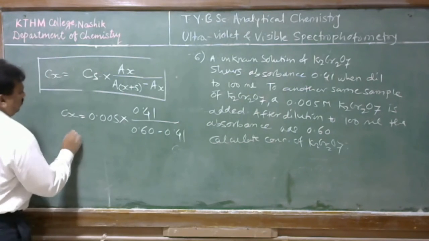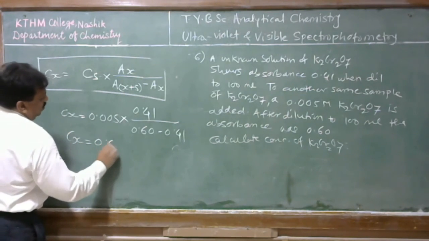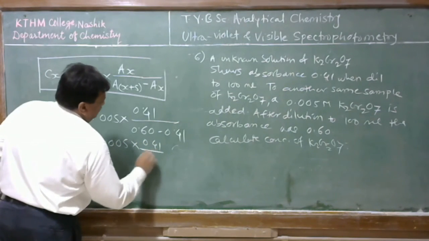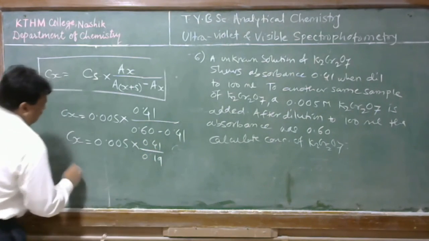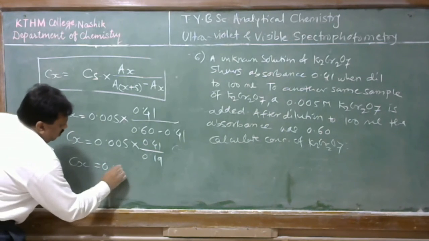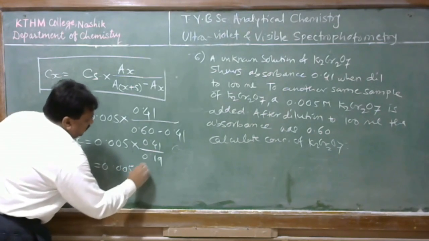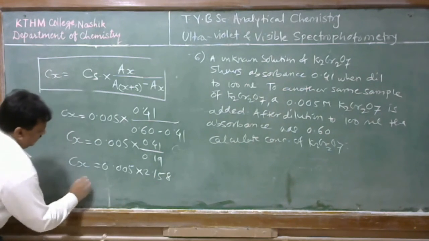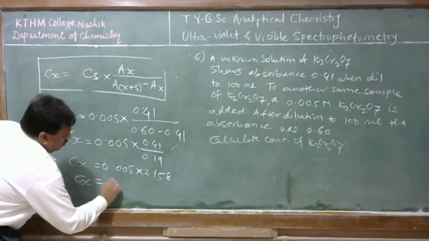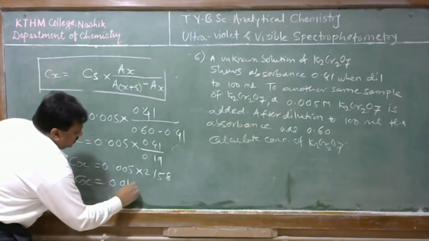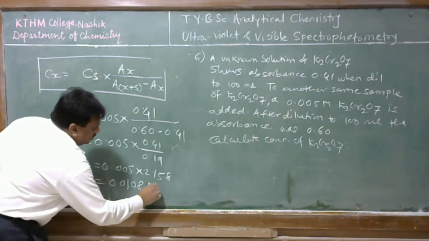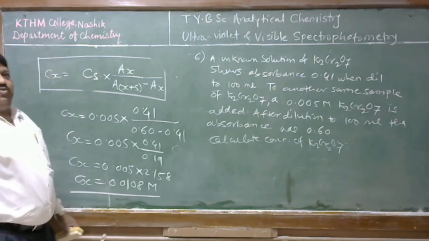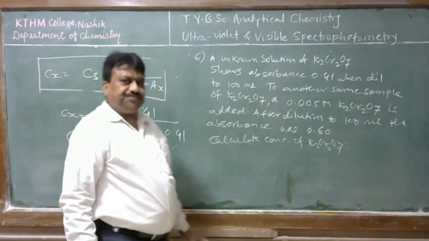And when we solve this, Cx is equal to 0.005 into 0.41 divided by 0.19. Cx is equal to 0.005 into this, that is 2.158, and finally Cx is equal to 0.0108 moles per liter. That is the concentration of potassium dichromate.